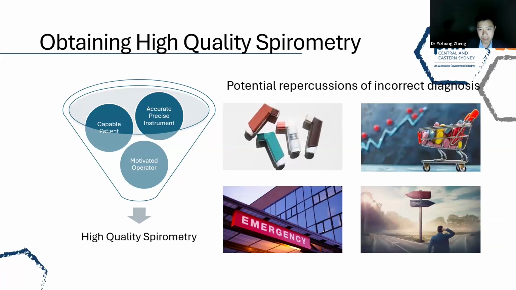So what are the potential repercussions of incorrect diagnosis? Excess inhaler prescription, the cost of incorrect treatments and misdiagnosis, which in turn may lead to harms of delayed diagnosis, so emergency visits, hospital admissions, and then being on the wrong treatment pathway, in terms of missed opportunities for treatment and early intervention.